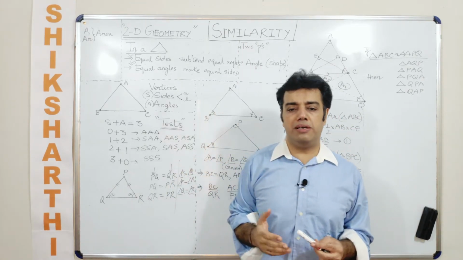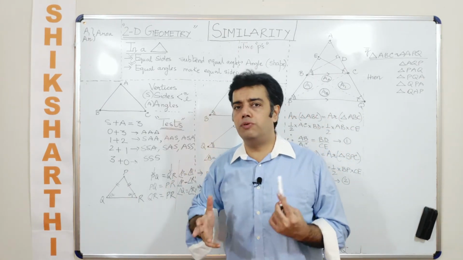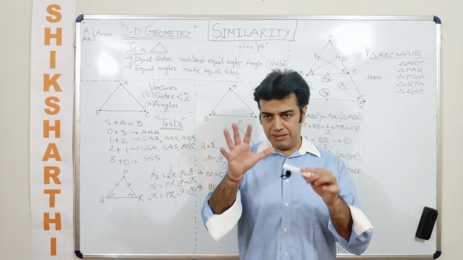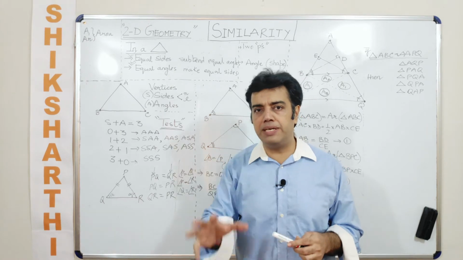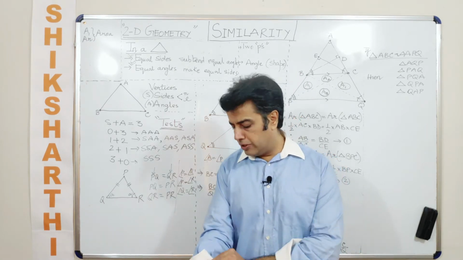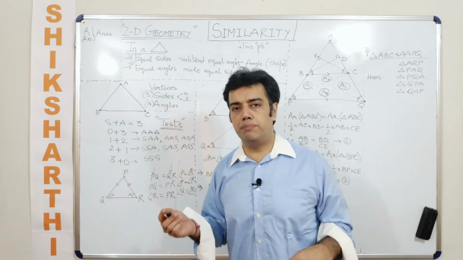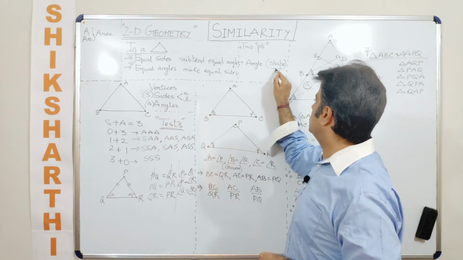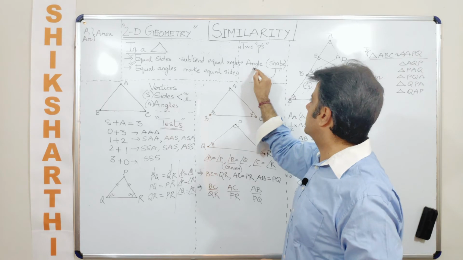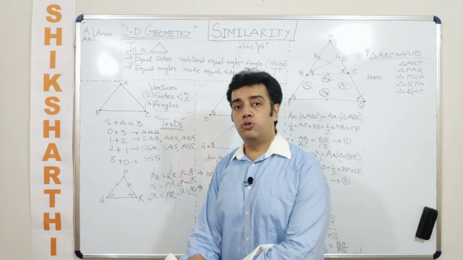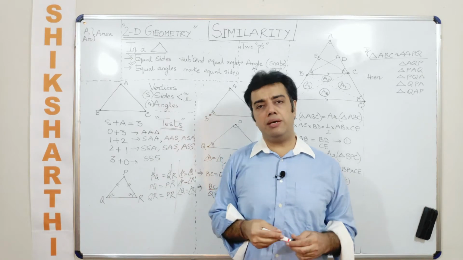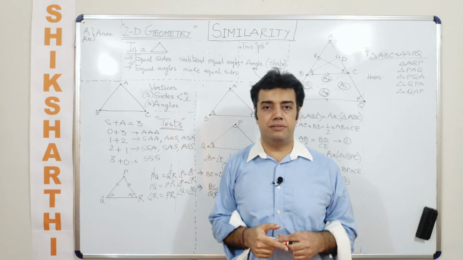What do you mean by if two people are similar? If I say there are two people, they appear to be similar, you will say similarity is basically about appearance. And in 2D geometry, when we talk about appearance, it basically refers to shape. And when we talk about shape, shape basically refers to angles. So similarity is all about shape, and shape is all about angles.